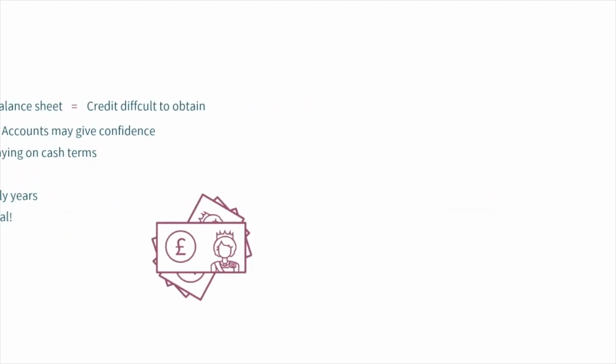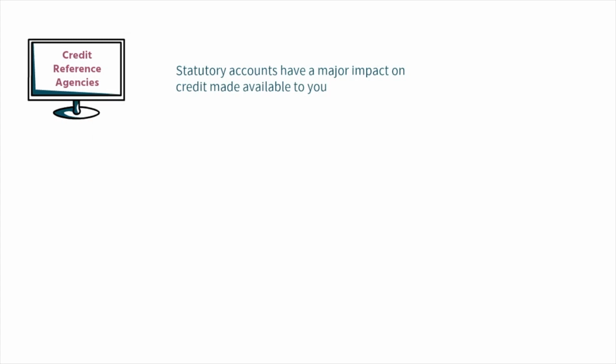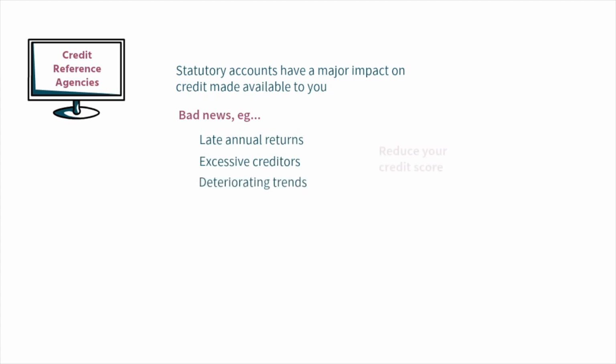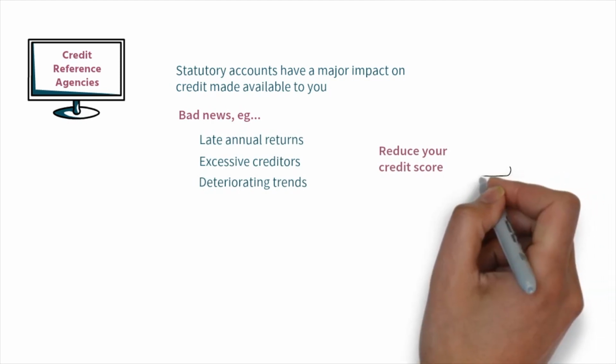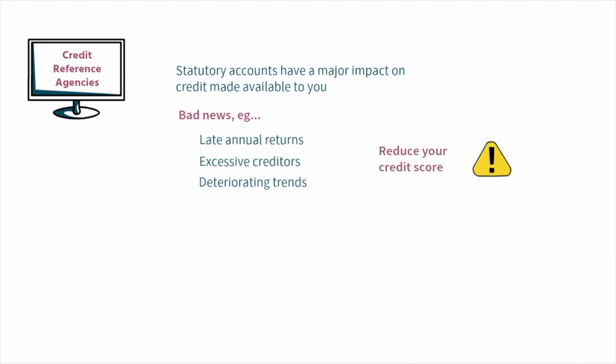Very often, the statutory accounts prepared by your accountants and submitted to Companies House are the primary source of data that credit reference agencies base their credit scoring system on. Therefore, they will have a major impact on credit made available to you by suppliers and financial institutions. Bad news, for example, late submission of annual returns to Companies House, excessive creditors on your balance sheet, or deteriorating trends of profit or value will all reduce your credit score and alert existing and future suppliers and banks, etc., to the concerns. If a director of your business is associated with another business that also files later than it should, this can have a negative impact on the credit score of your business.